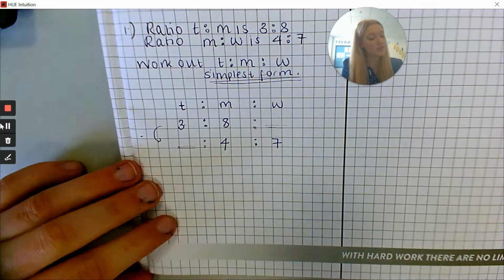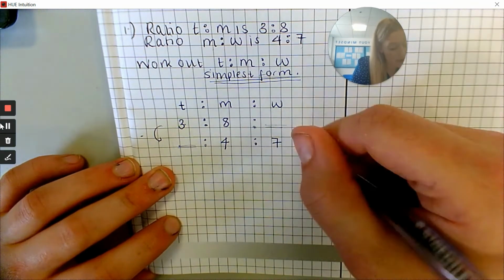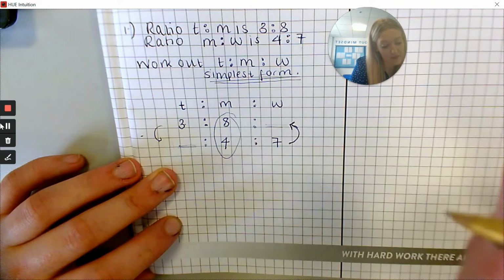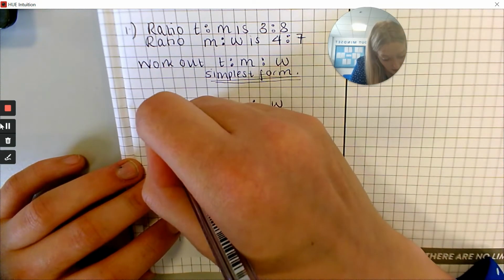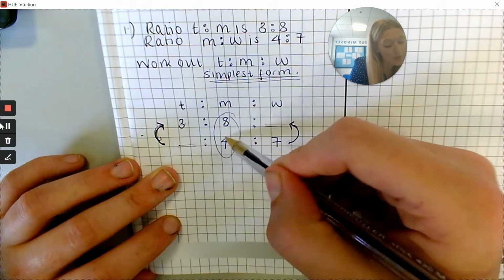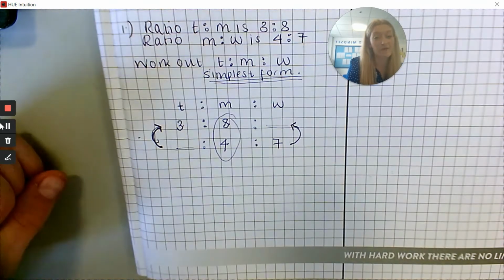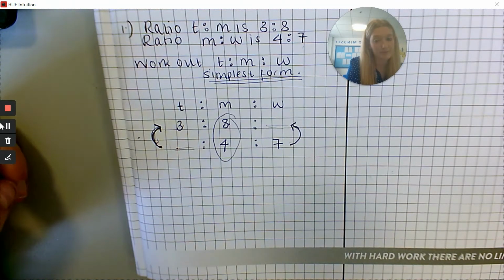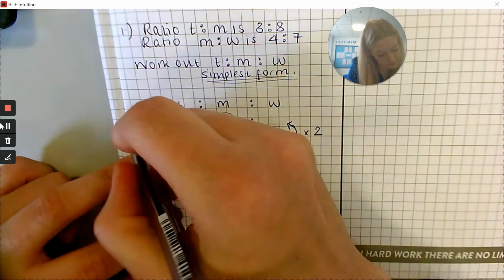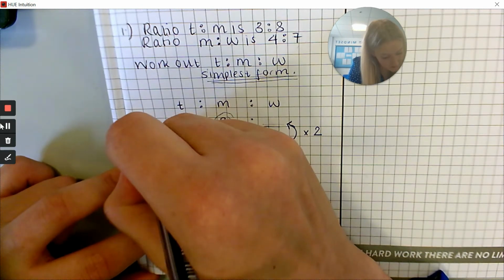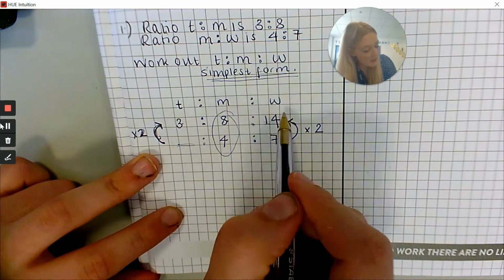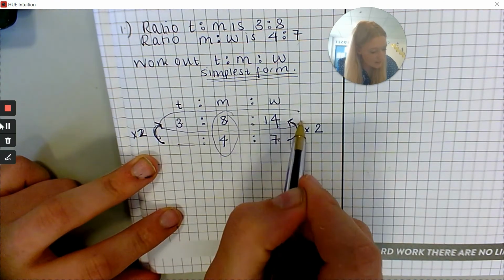So what we're going to do is work out how we've got from this row to the row above. We're still using this pair, but we're going in the other direction. How have I got from this row to this row here? How have I got from 4 to 8? What have I done to get from 4 to 8? And you're absolutely right. I've times by 2. So I know that 7 times by 2 is 14. And then I've got my 3 numbers in my ratio column.